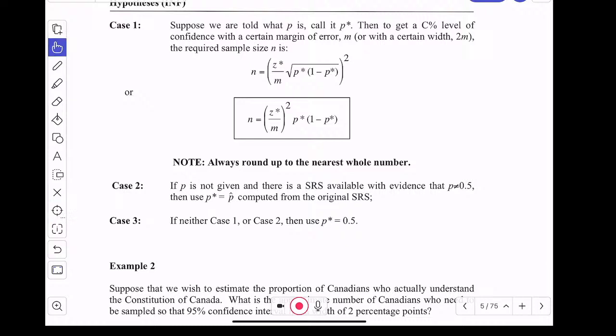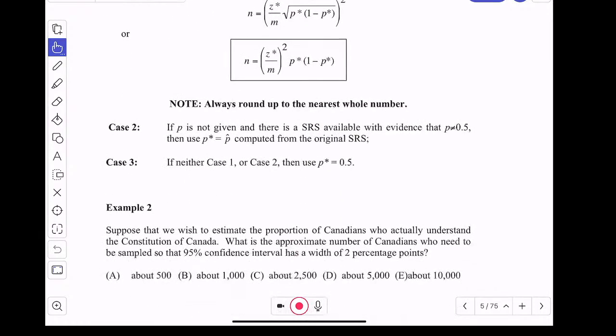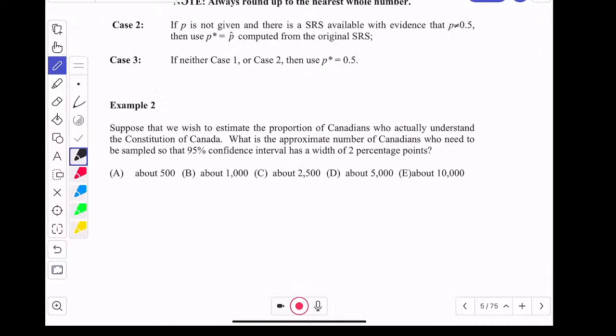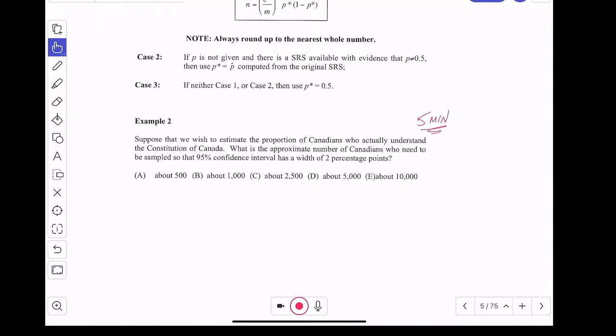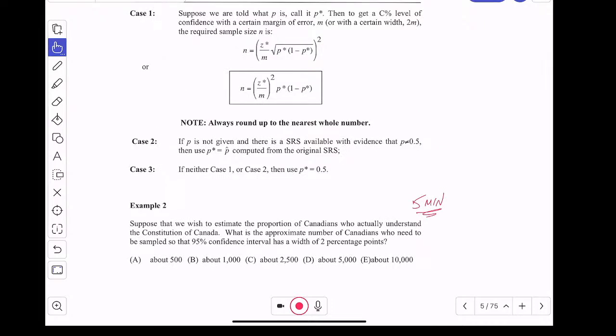So with that, I ask you to use the formula to answer this question. I'll leave you 5 minutes to try on your own, and then I will help you. I'm going to just leave the cases up and the question. Hopefully you can see that.